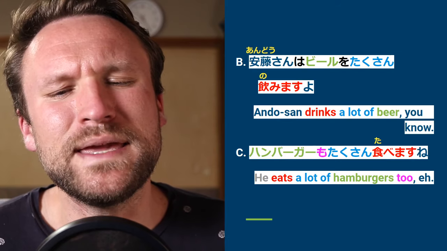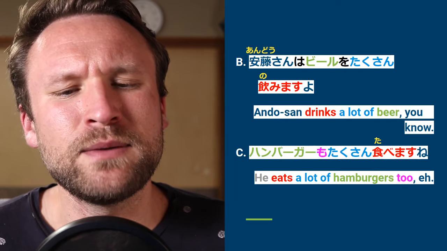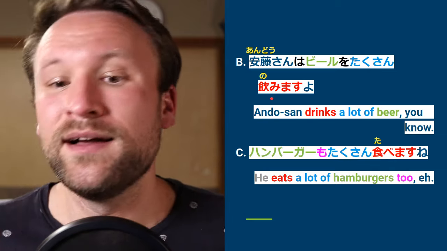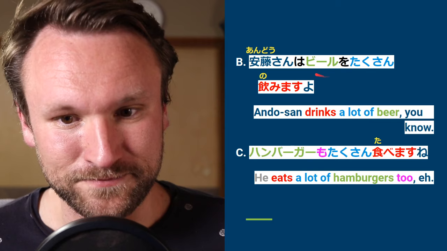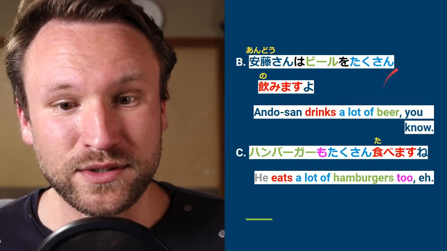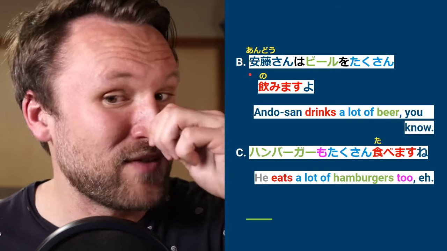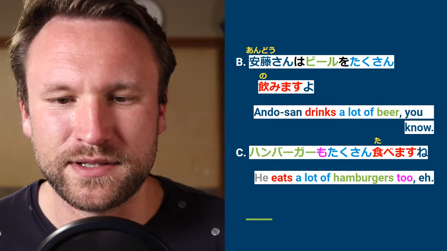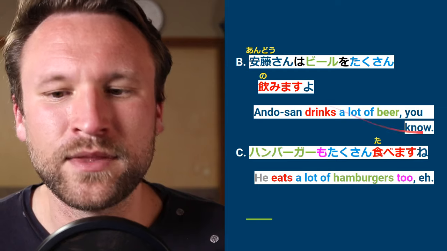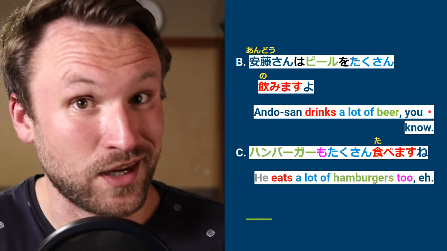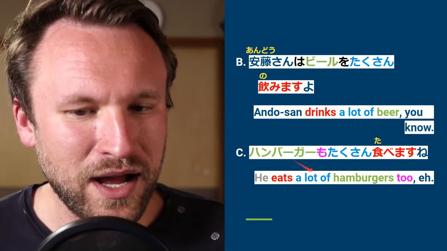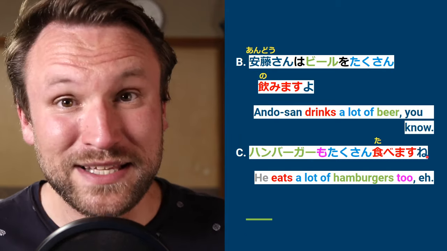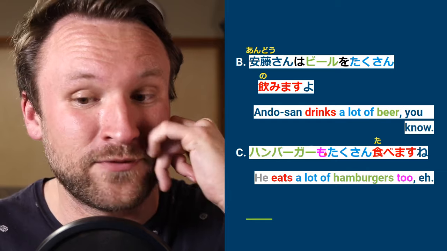Ando-san wa biru wo takusan nomimasu yo. Ando-san drinks a lot of beer. Biru wo takusan nomimasu. You could also say Ando-san wa takusan biru wo nomimasu yo. I feel better saying it before the verb in a lot of situations, but it would be fine. Drinks a lot of beer. That yo is, you know. Hamburger mo, there's our mo particle. Takusan nomimasu ne, we replace the o particle with mo. Remember, we learned that a few sections ago.